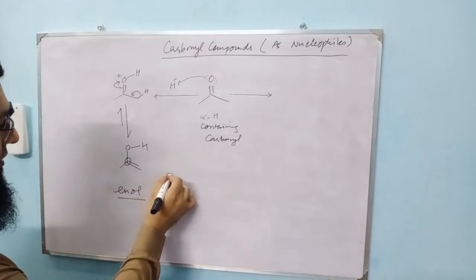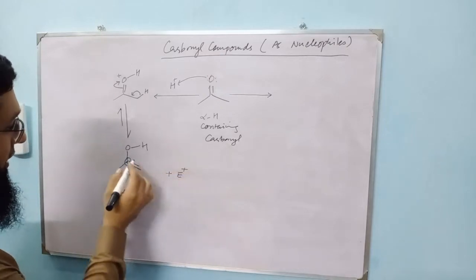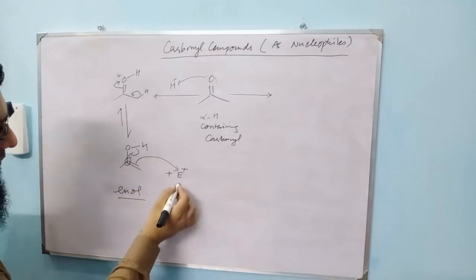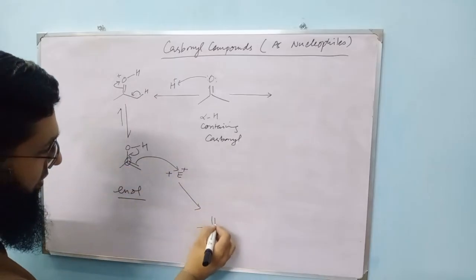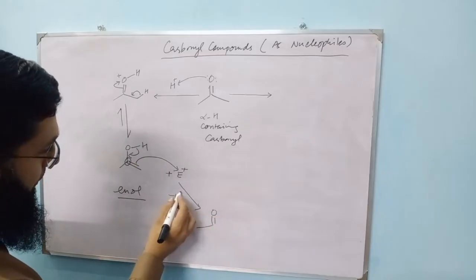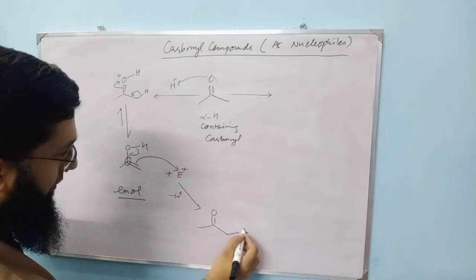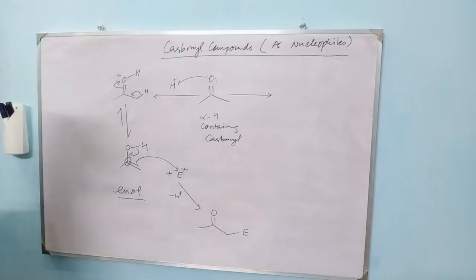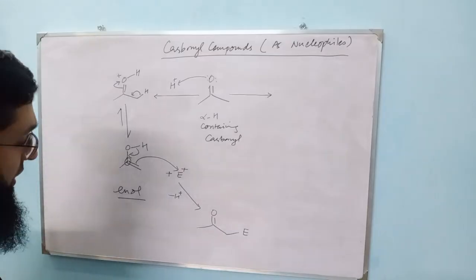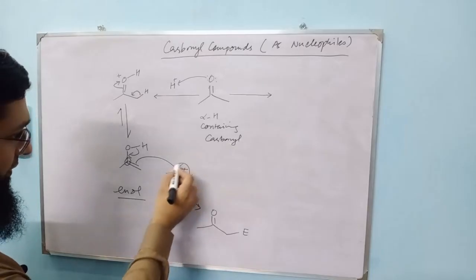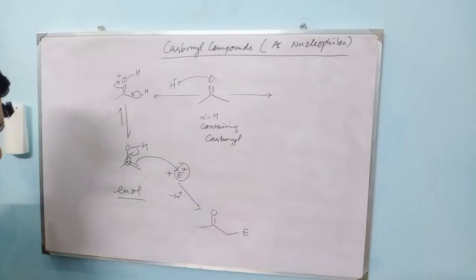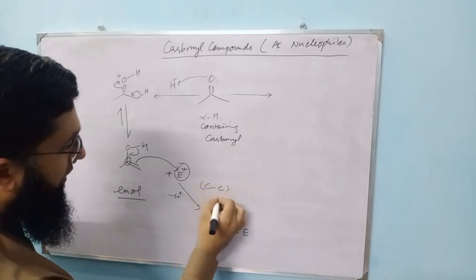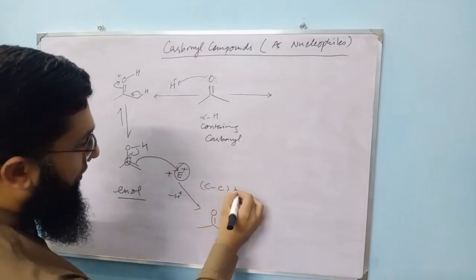And how does it react? When an electrophile is added, this bond is shifted here and this attacks there, and as a result of this we get electrophilic substitution reaction or alpha substitution. And generally we have carbon based electrophiles, so as a result a new C-C bond formation occurs, C-C bond formation.